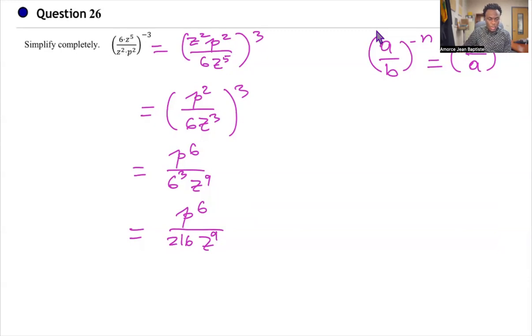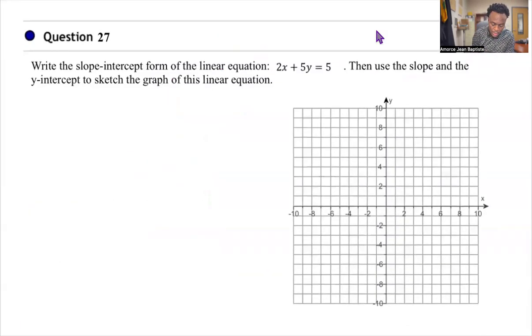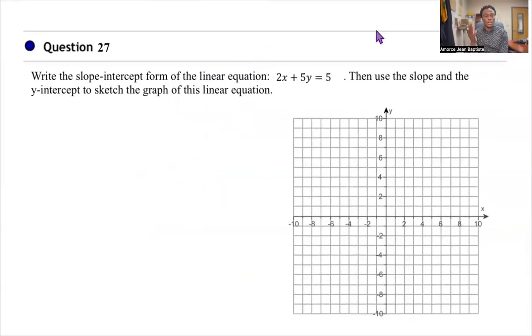Okay, so that is P6 over 216 z to the 9th power. So next, it's the same thing that we did earlier in graphing equations. We can do this again. So more practice for this type of problem.